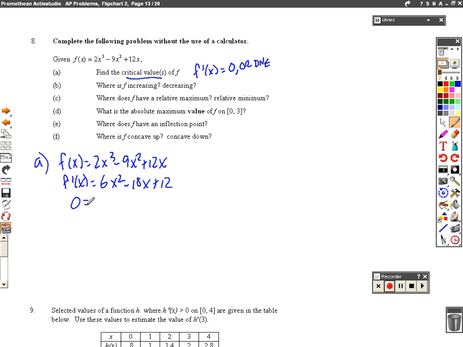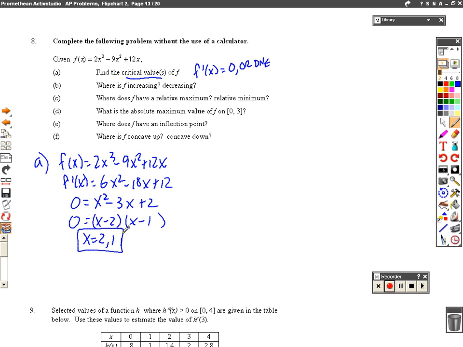So now I'm going to set it equal to 0. And I'm going to notice everything has a 6 in it, so I'm actually going to divide them all by 6. X squared minus 3x plus 2. This is going to help me solve it because now I can factor it. X minus 2, x minus 1. This gives us the values of 2 and 1.